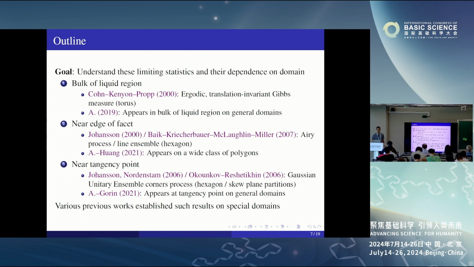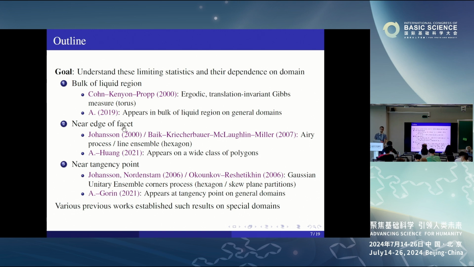I just want to give maybe the experts an indication of what's now known. This will hopefully also give a guide as to what the rest of the talk will be about. So in the bulk of the liquid region, in the interior, you'll get what's often called an ergodic translation invariant Gibbs measure. I'll say what that is in a few slides. That was originally proven on the torus in the work of Kenyon-Okounkov-Sheffield in 2000, and about 5 years ago, which was the paper this talk is about, it was shown that the same measure appears on general domains.